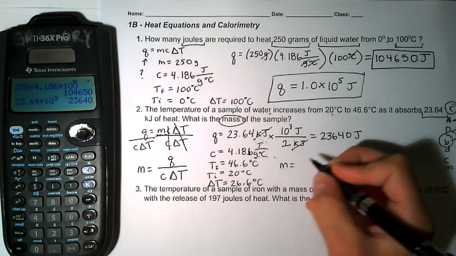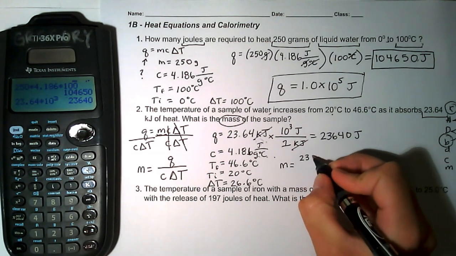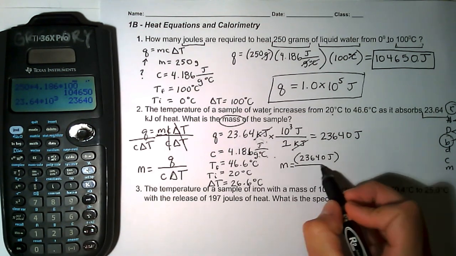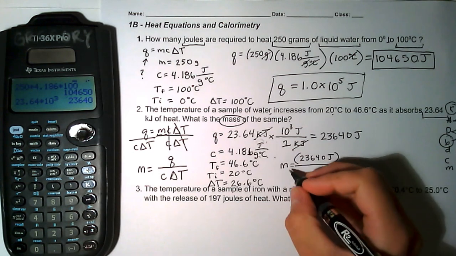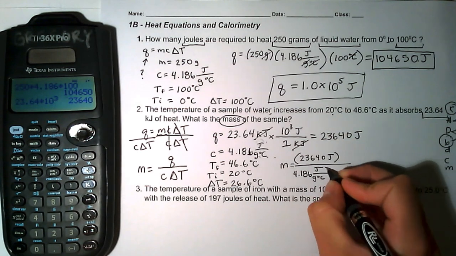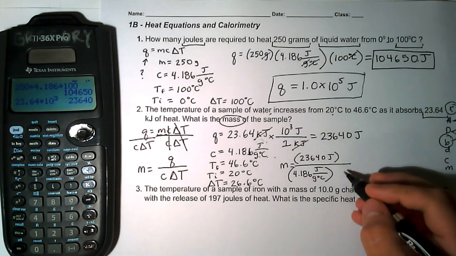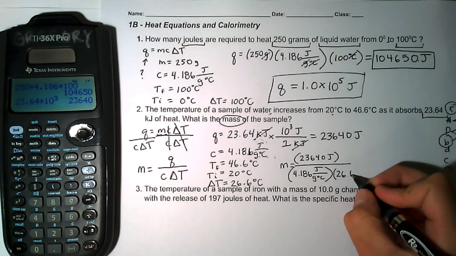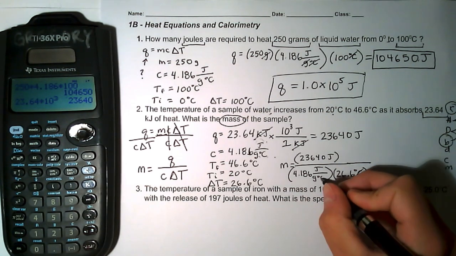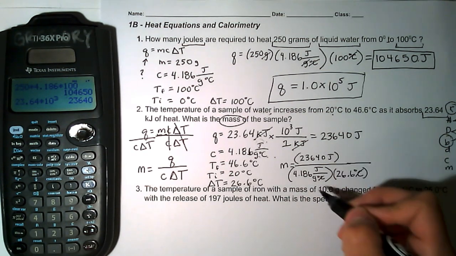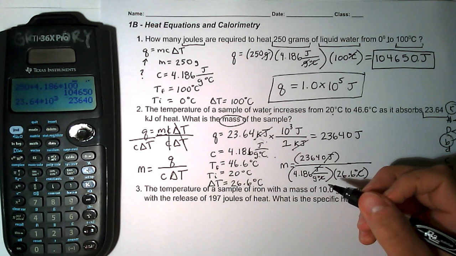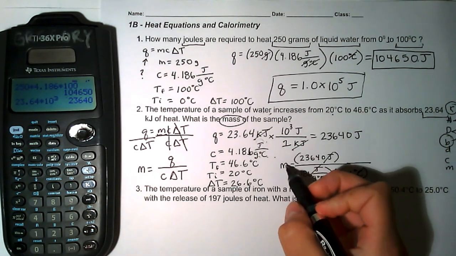So M equals Q, so that's 23640 joules. And that's the only thing on top, so we're going to divide by C times delta T, C being 4.186 joules per gram degree Celsius, and delta T being 26.6 degrees Celsius. So now we have degrees Celsius in the numerator and the denominator, and joules on top, joules on bottom, so those cancel out, and we are just going to be left with grams, which does make sense because we are looking for a mass here.